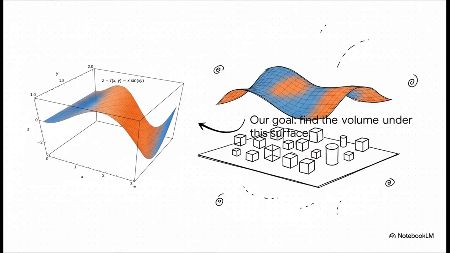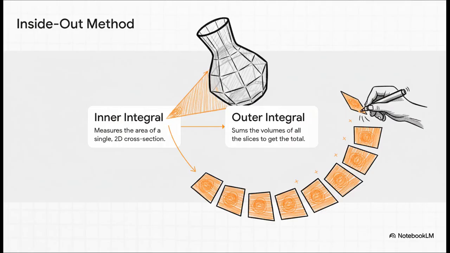Okay, so imagine this wavy, curved surface just floating in space. Our mission is to find the exact volume of the space that's tucked between this surface and the flat XY plane right underneath it. That volume, no matter how weirdly shaped it is, is exactly what a double integral is built to calculate. So how does this slicing machine actually pull it off?